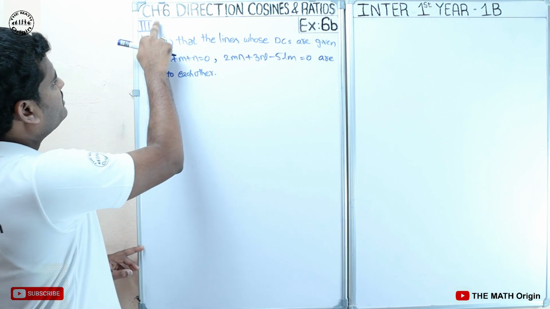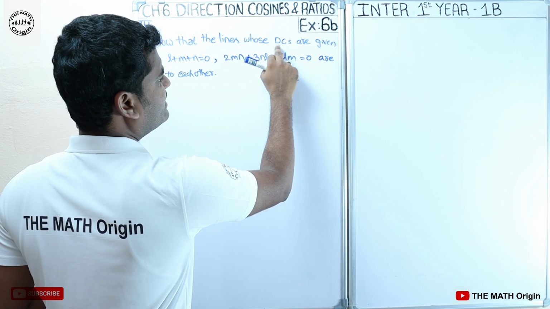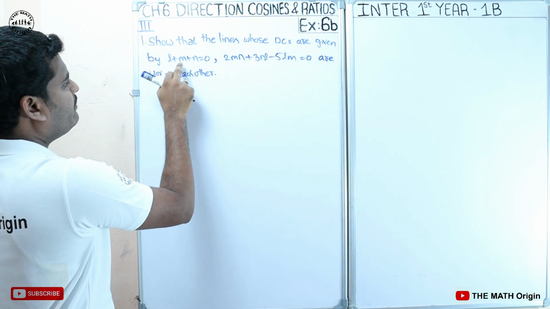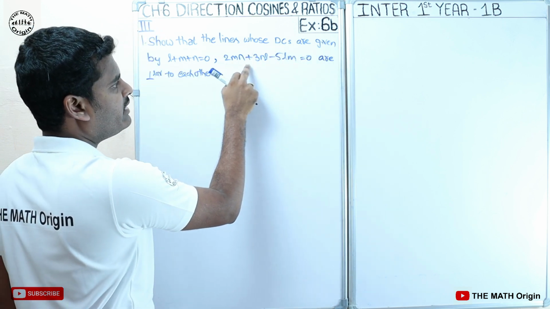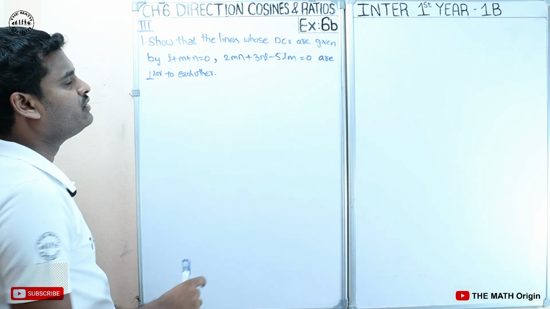First question from the third section. Show that the lines whose direction cosines (DCs) are given by l plus m plus n equals 0, 2mn plus 3nl minus 5lm equals 0 are perpendicular to each other.